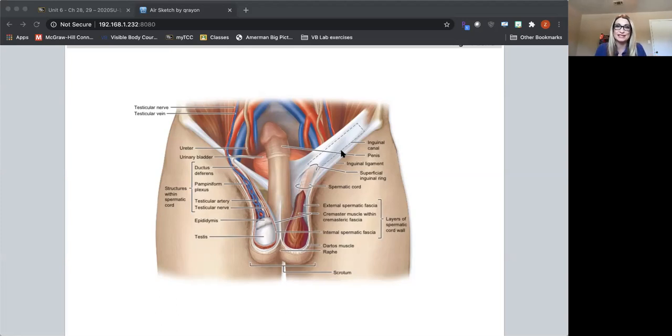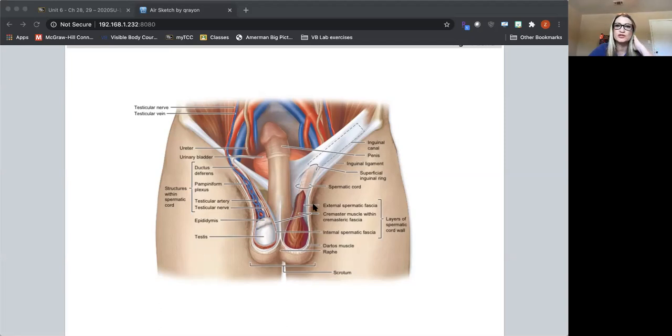The colder blood that's leaving the testes cools down the warm blood that's coming in through that single artery. Okay. What else do we see here? Now we can see the epididymis here. That's this structure right here. It's kind of like a comma-shaped structure. And we'll talk about that in a moment.